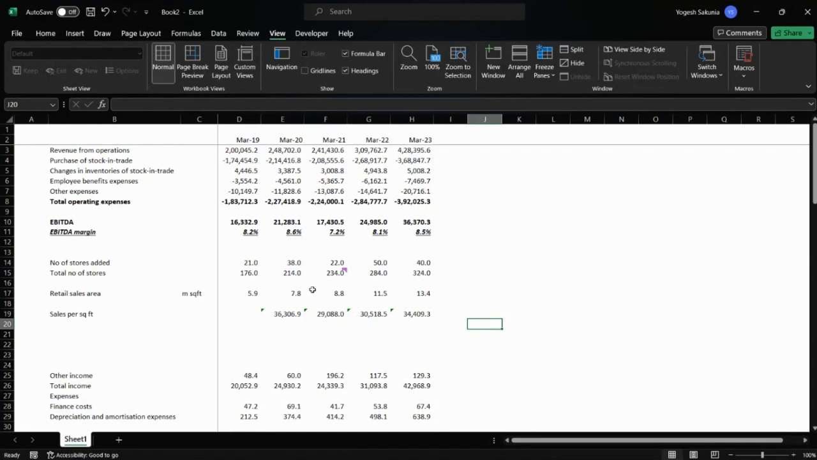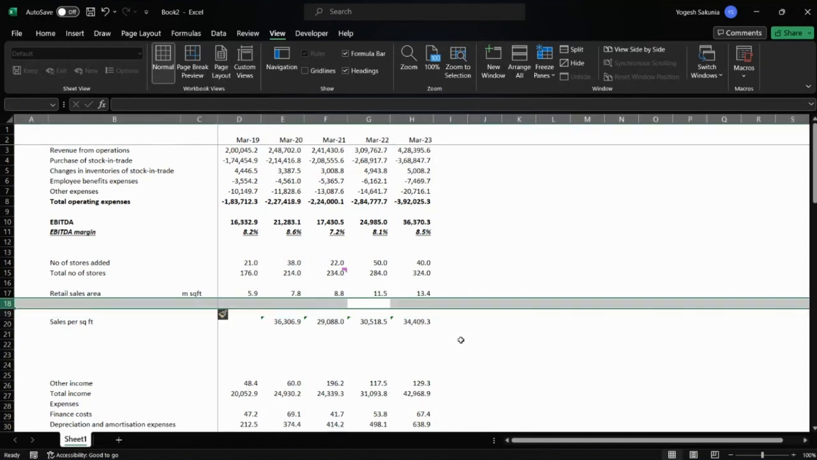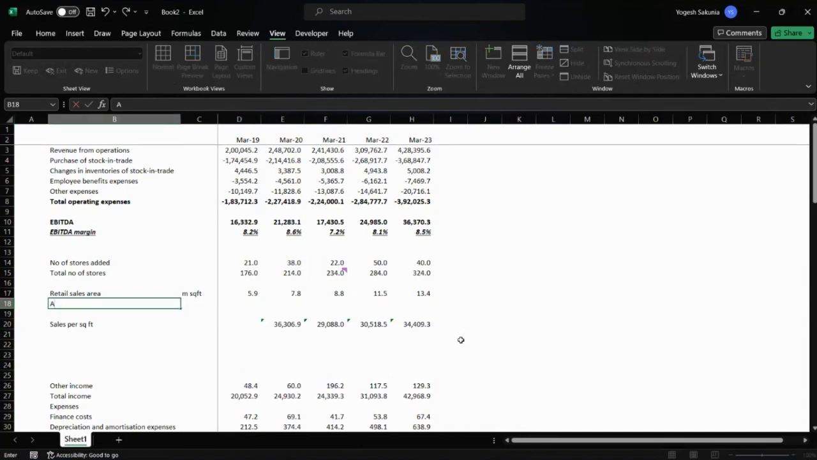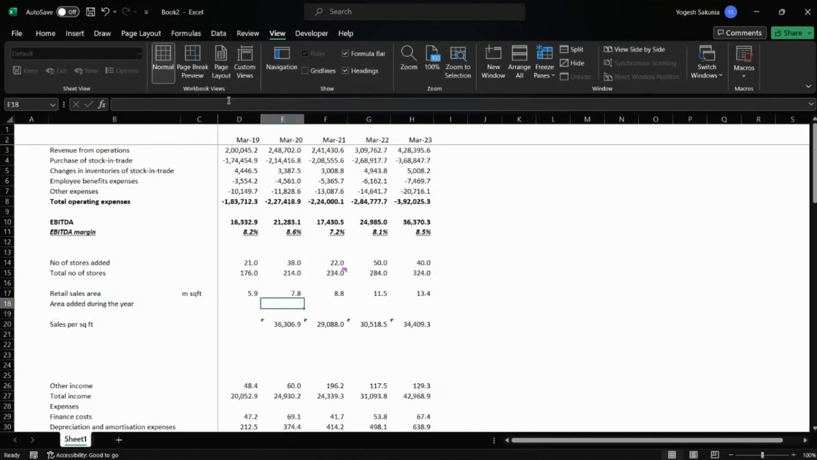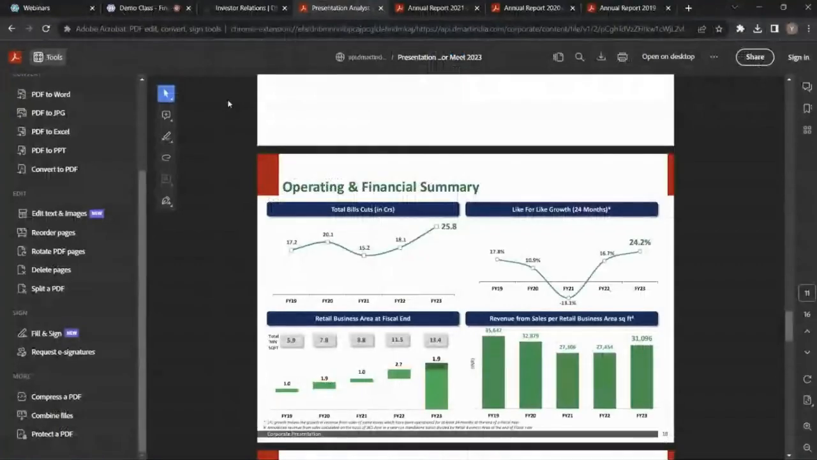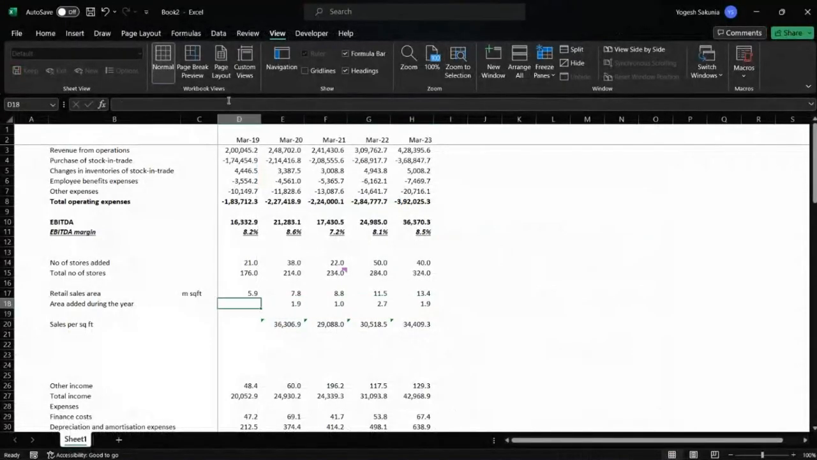Okay, now to forecast the revenue, we'll first forecast these parameters, what we call drivers, right? And after we have forecasted those drivers, then we go ahead and forecast the revenue by multiplying them. So one more data point that we will require to forecast this is area added during the year. So this is basically this minus this. And this is also in million square feet.